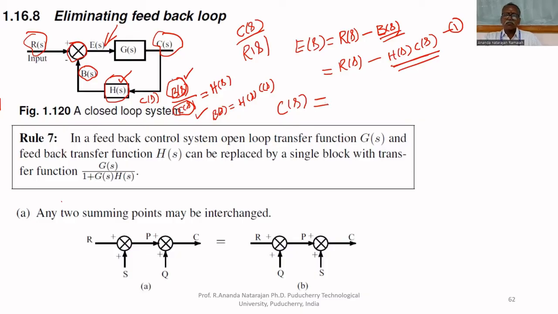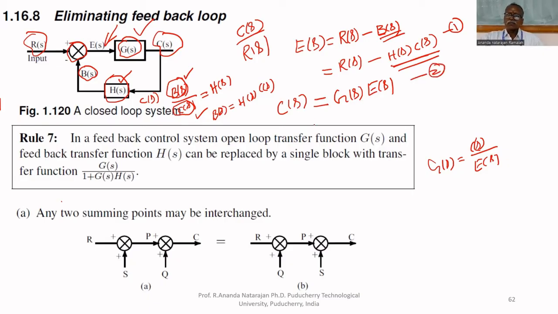Now, what is C(s)? It is the output. What is the transfer function G(s)? Transfer function G(s) equals the Laplace transform of output C(s) upon E(s). Am I correct? Therefore, C(s) equals G(s) multiplied by E(s), because this is one transfer function. The output is C(s), the input is E(s).